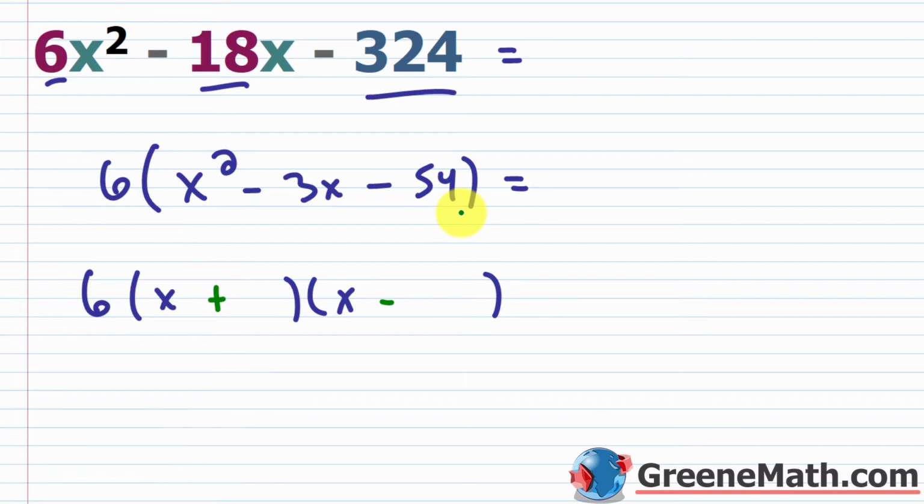You have 3 and 18, not divisible by 4, not divisible by 5. Now you do have 6 and 9, and 6 and 9 would work. If you make this guy 9 negative and you make 6 positive, because the absolute value of this guy has to be greater than the absolute value of this guy. So if you do 6 minus 9 or 6 plus negative 9, you get your negative 3. And then if you do 6 times negative 9, you get your negative 54. So we have 6 times the quantity x plus 6 times the quantity x minus 9.